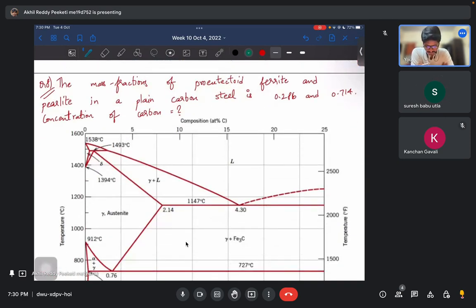Next question. The mass fractions of pro-eutectoid ferrite and pearlite in a plain carbon steel are given as 0.286 and 0.714. Now what concentration of carbon does this correspond to?